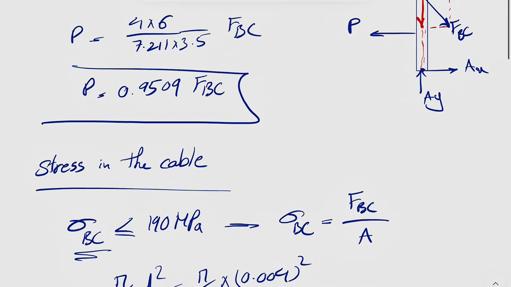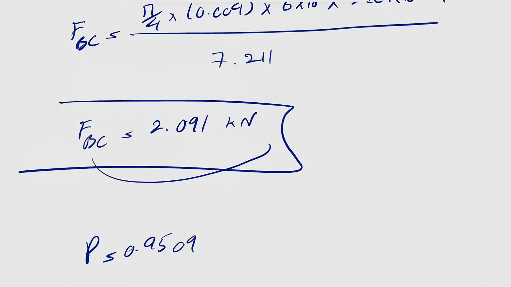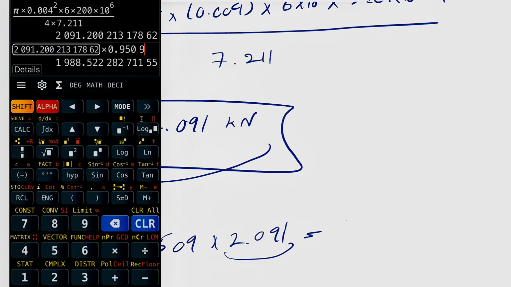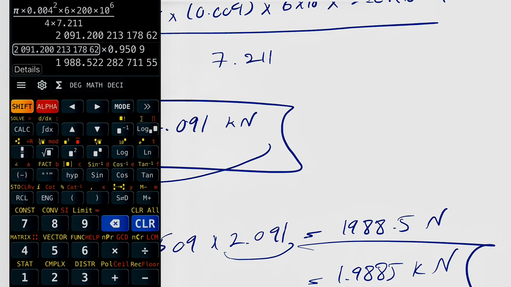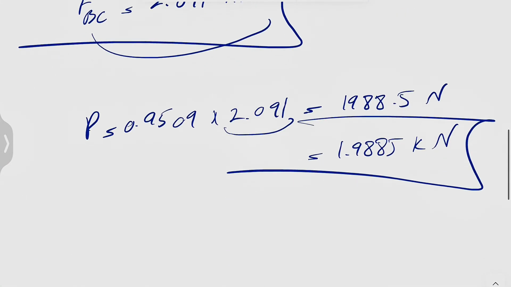And keep in mind that the question is asking for the P. So we figured that P would be 0.9509 FBC, which is 2.091. And let's see what we get, times 0.9509. So the force would be 1988.5 Newton, or 1.9885 kilonewton, and this is going to be the maximum P that we can have for this question.